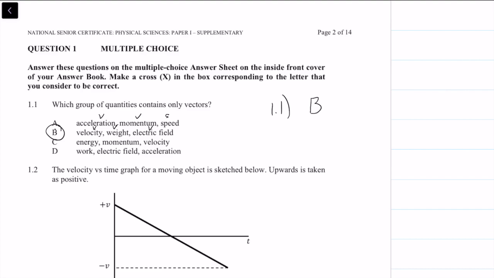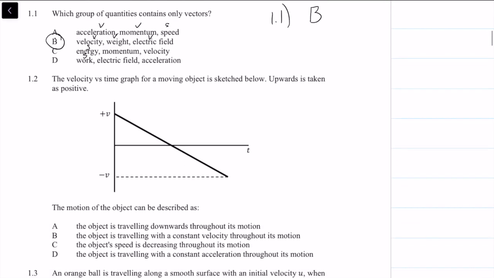Let's just go through the others. Energy is a scalar, so that is not an option. Work is a scalar, so that is not an option.